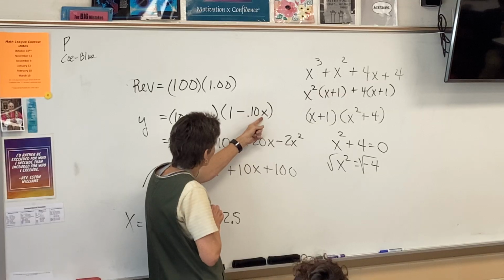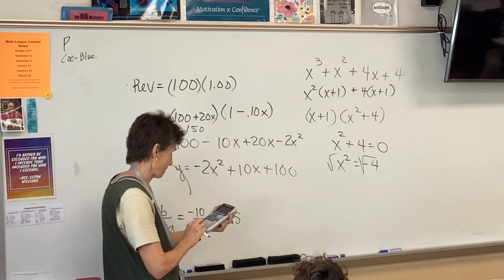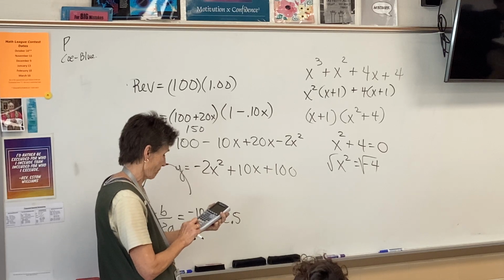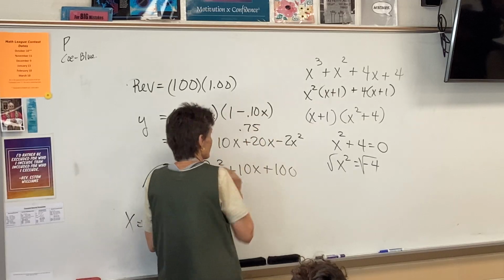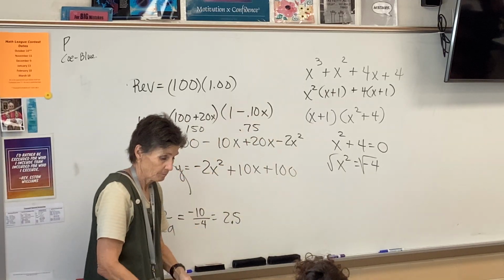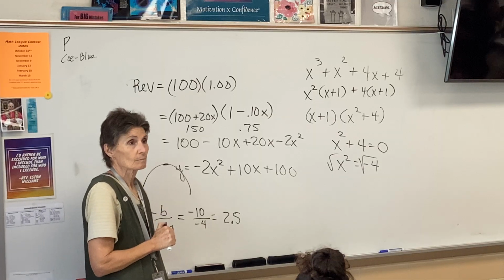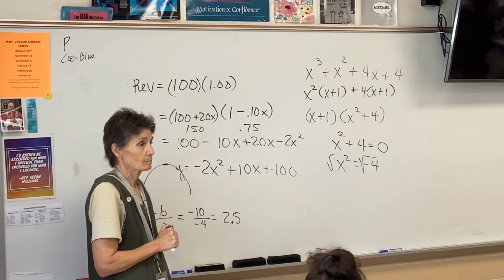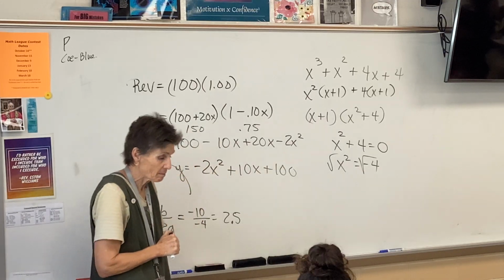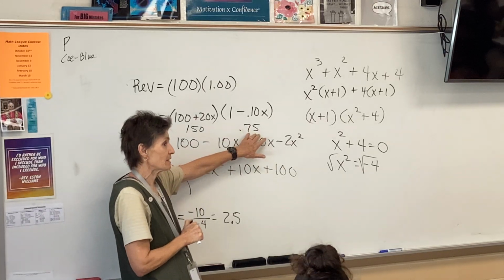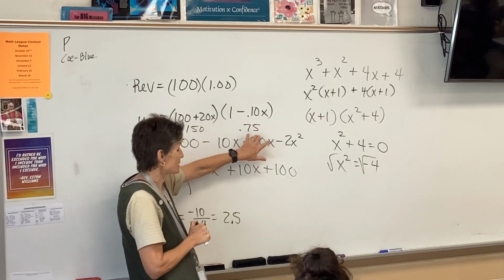If I put 2.5 in here, what is that? 0.75? What's that? The price. So what price will maximize the revenue? 75 cents.